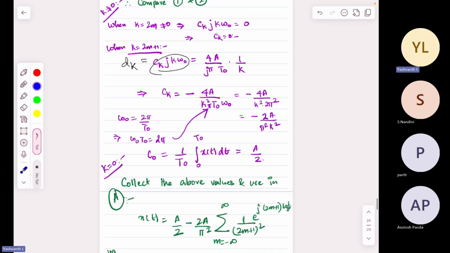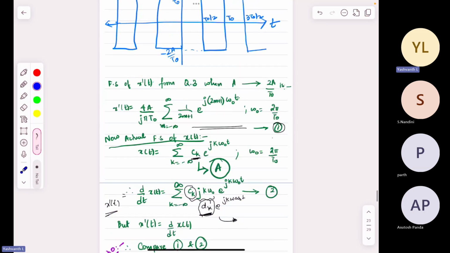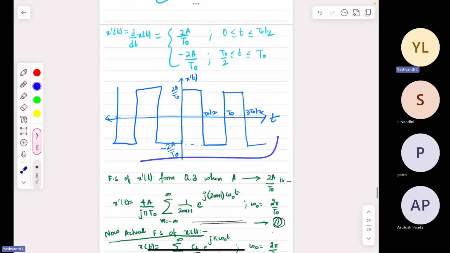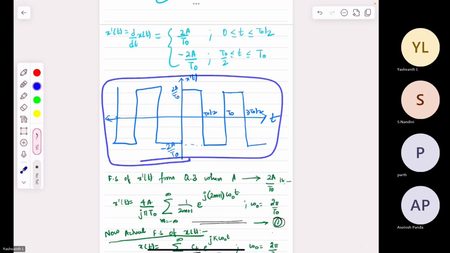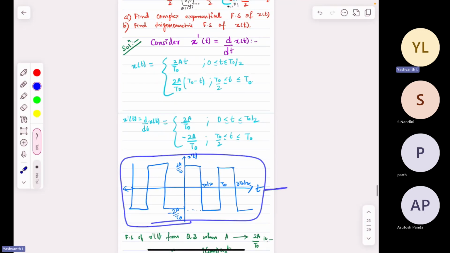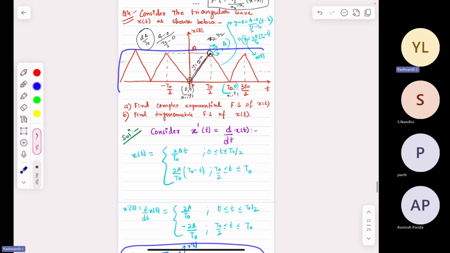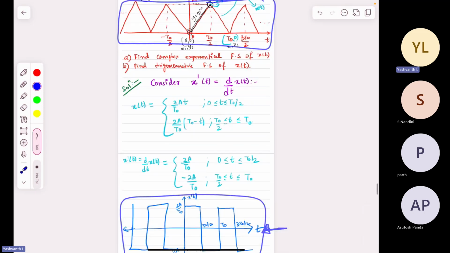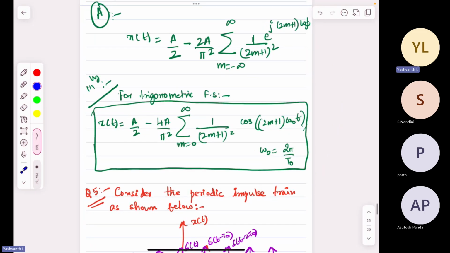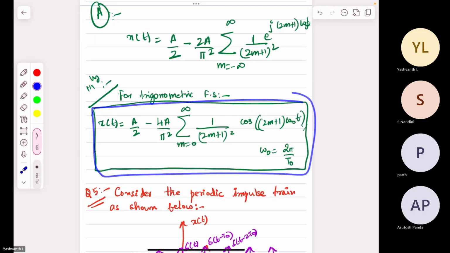Similarly, you find out the trigonometric Fourier series; take it as homework. Try to relate the trigonometric Fourier series of this, differentiate, then take the trigonometric Fourier series of this and differentiate this, and compare both the terms. Okay. And you can show that the trigonometric Fourier series will be of this form.